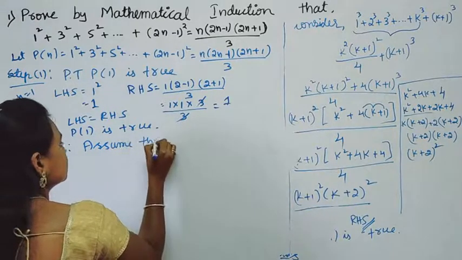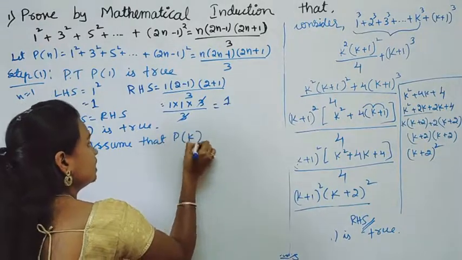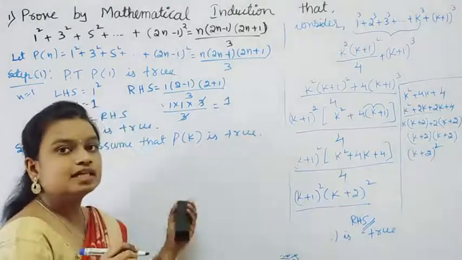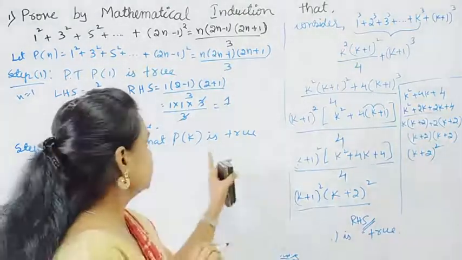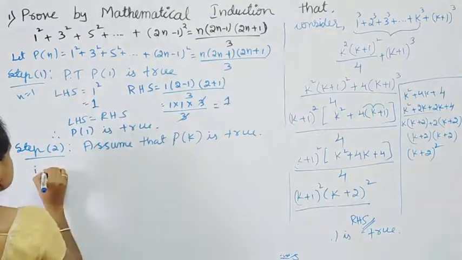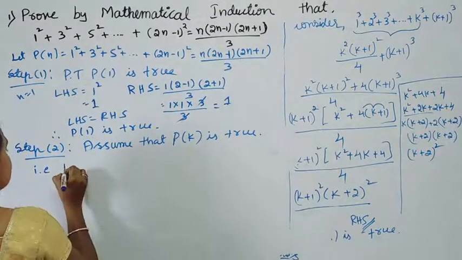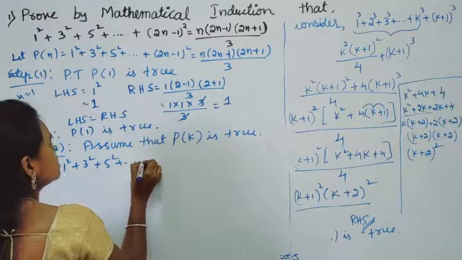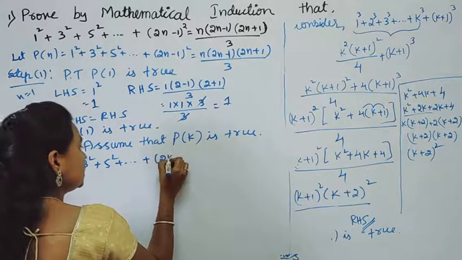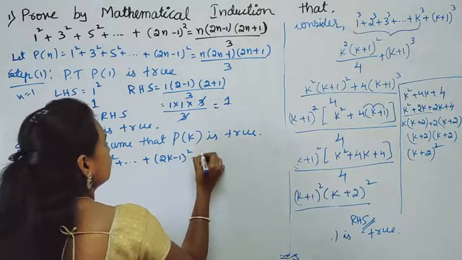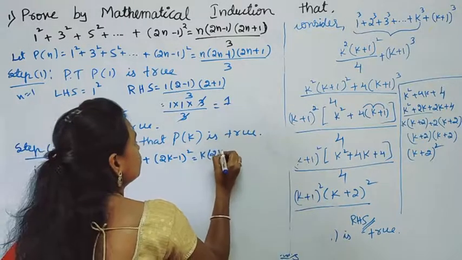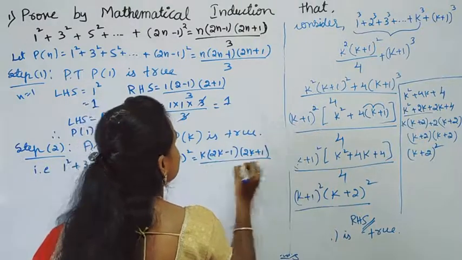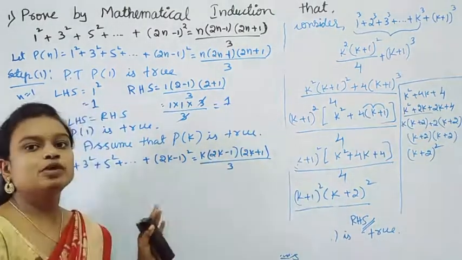Assume that P of k is true. So we have to assume that the given statement is true for some k. That is P of k. That is, the statement becomes 1 square plus 3 square plus 5 square plus etc. plus (2k minus 1) the whole square is equal to k into (2k minus 1) into (2k plus 1) whole divided by 3. This is P of k.